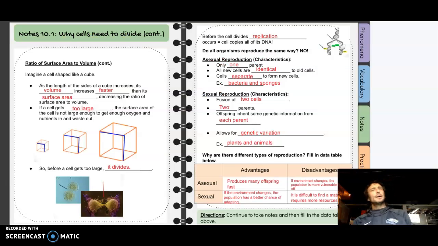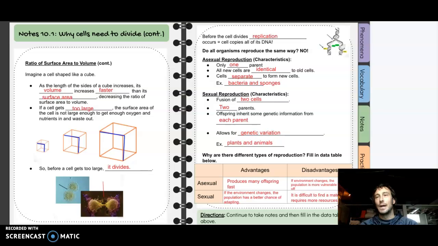Moving on here. As the length and the size of a cube increase, so this is the math, I think that you've already done, I'm not going to get too carried away with this. Its volume increases faster than its surface area, and that should make sense, right? Think about it. Volume is cubic, right? Surface area is squared, right? And so one of them is going to increase at a faster rate than the other. If a cell gets too large, the surface area of the cell is not large enough to get enough oxygen and nutrients in and waste out, and the cell starts to struggle. So before it gets too large, it divides, right?